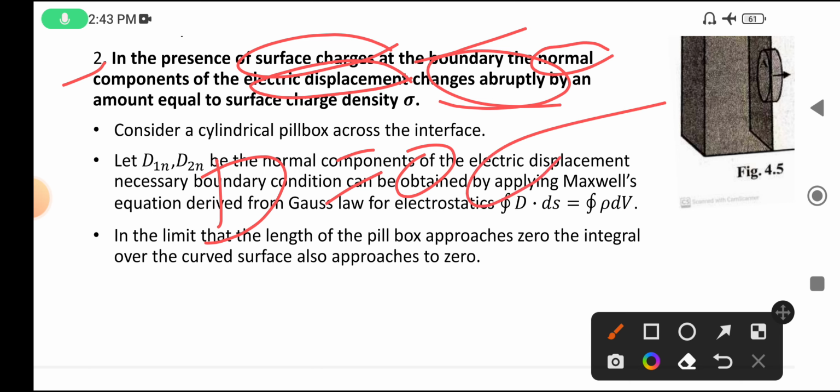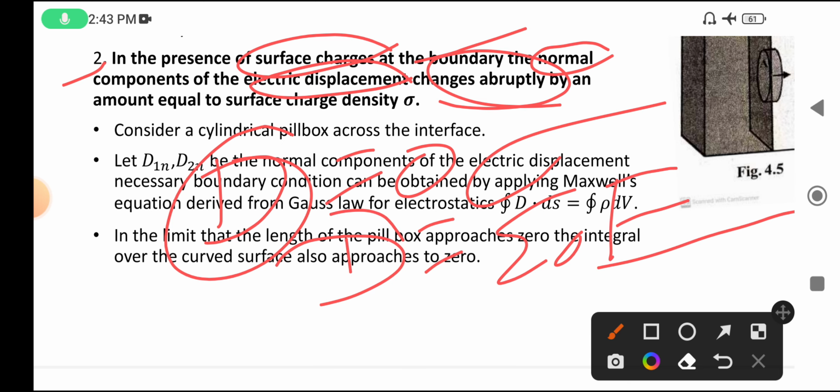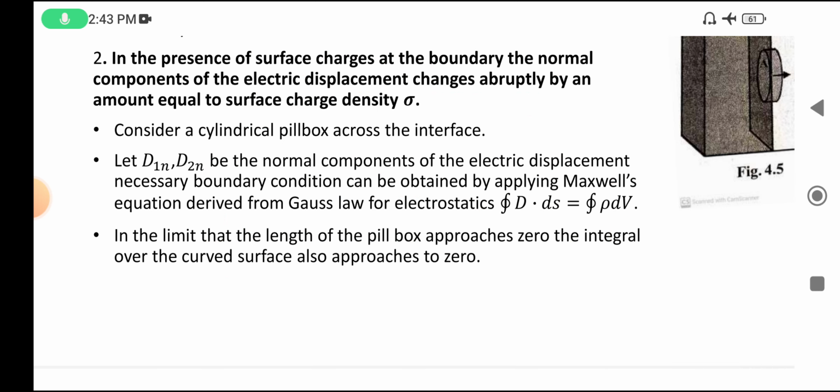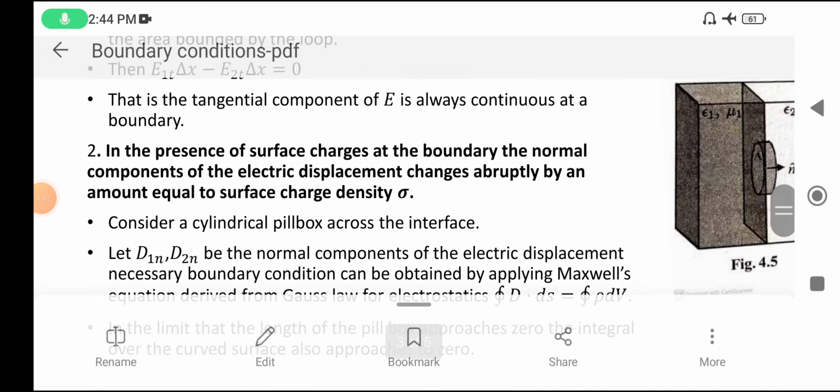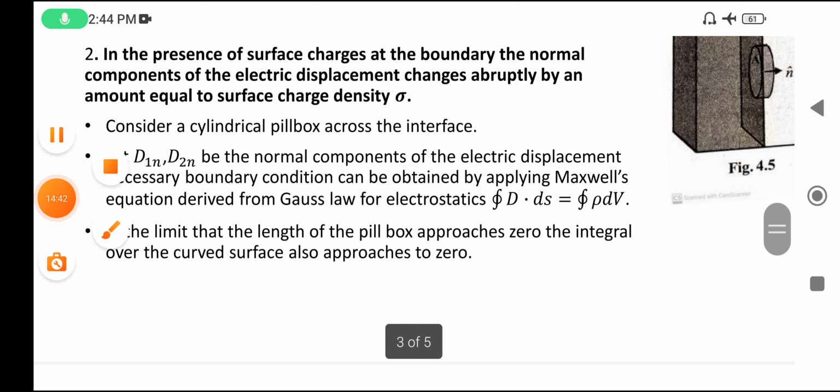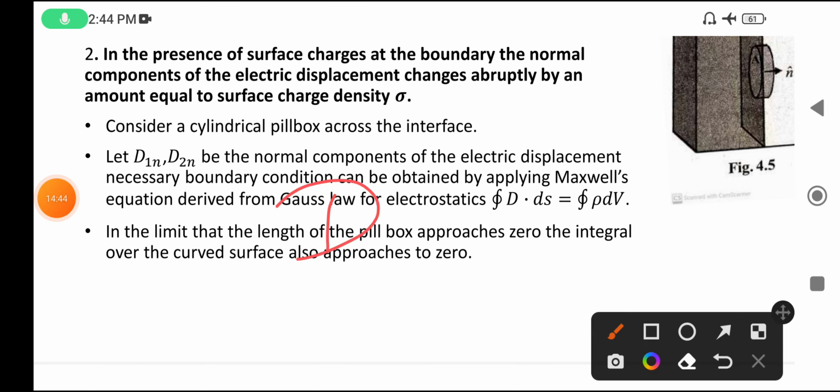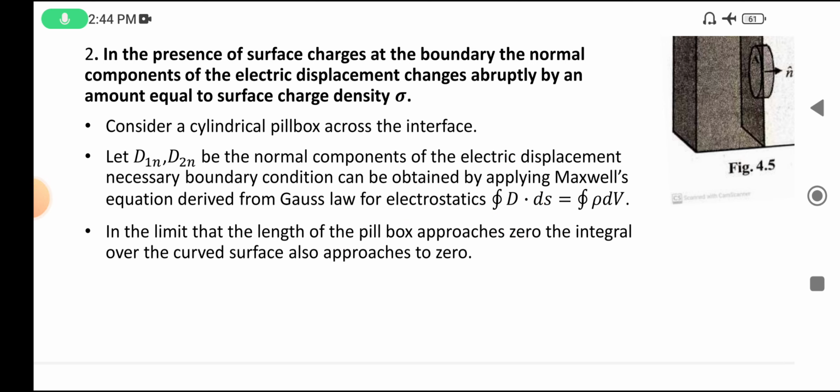We get some value. We know D is equal to epsilon naught into E, so D is nothing but the electric field. So D is simply an electric field: D equals epsilon naught into E. And here we have to take the normal component.